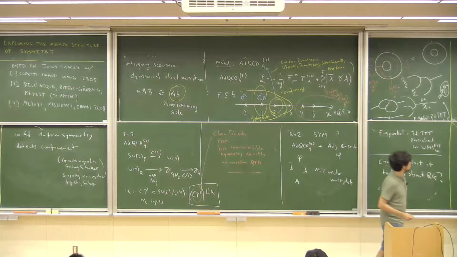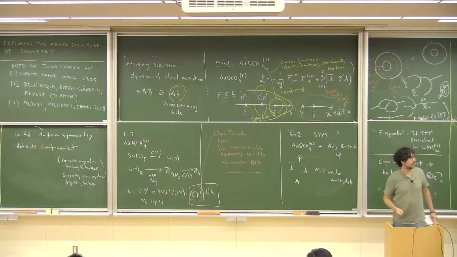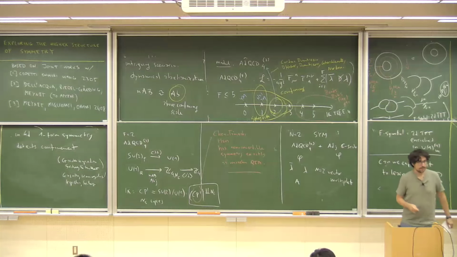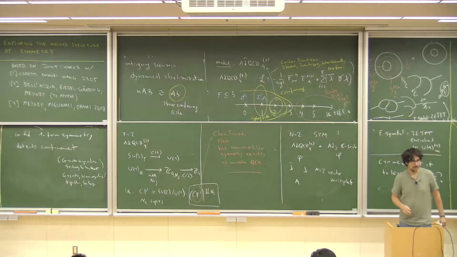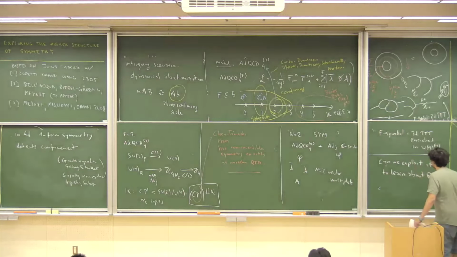There is no clock. There is a clock. 12. 12, okay. I don't understand what you're trying to prove.